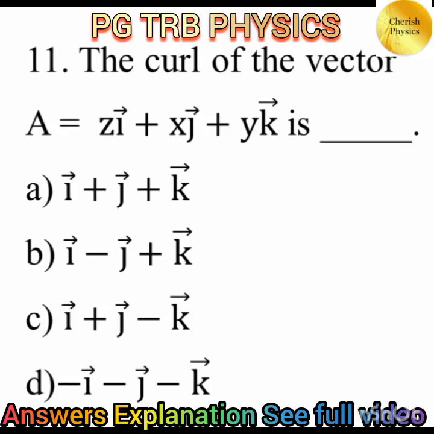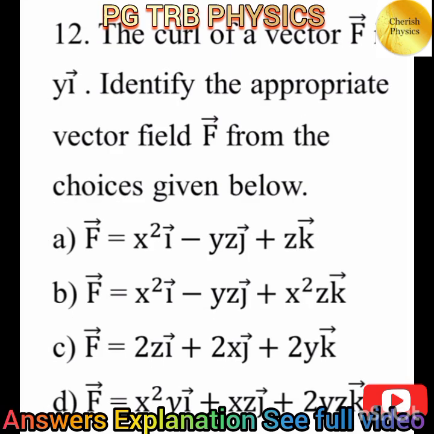The curl of the vector A equal to z i vector plus x j vector plus y k vector is the curl of a vector F is y i vector. Identify the appropriate vector field F.